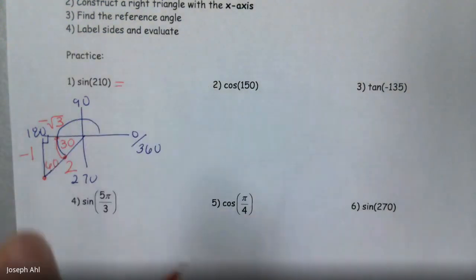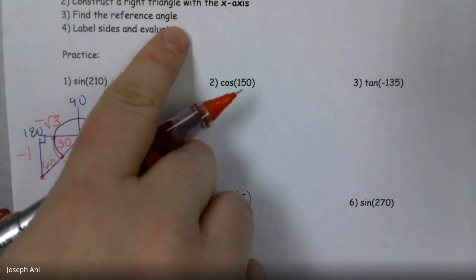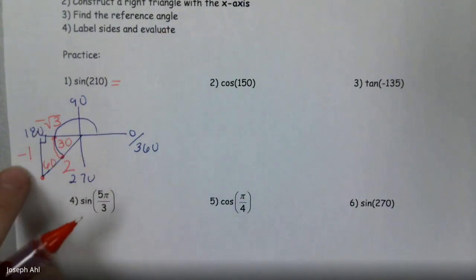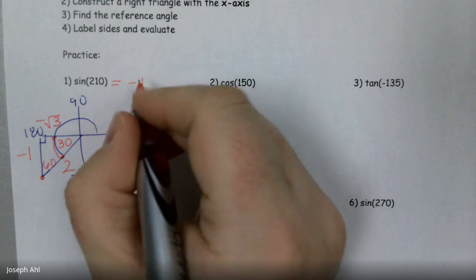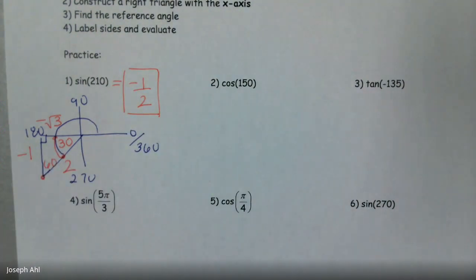Because in the last step here, sine is going to be opposite over hypotenuse. So the evaluate part from this reference angle would be opposite is -1, hypotenuse is 2. So the final answer is a ratio of -1/2.